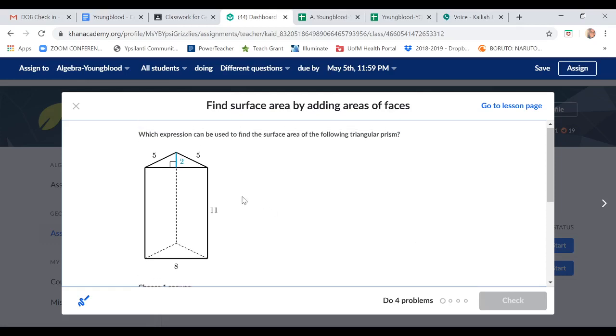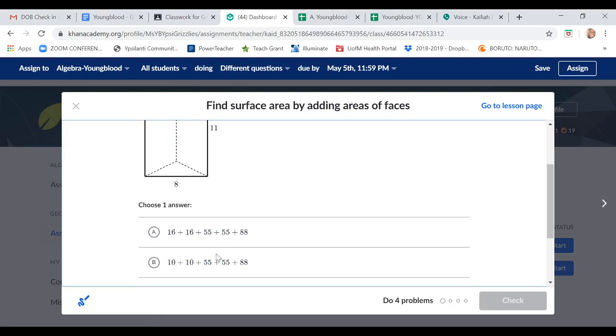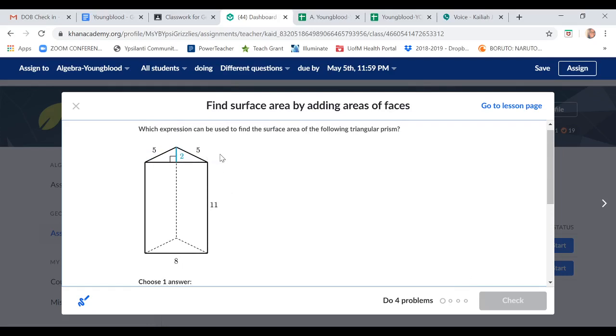The first one, which expression can be used to find the surface area of the following triangular prism? So they're not giving you the net anymore, but they want you to look at which of these repeated additions is represented in this triangular prism. Remember, this is a triangular prism because we have 2 bases that are triangles. So because you have 2 bases that are triangles, it's a triangular prism.